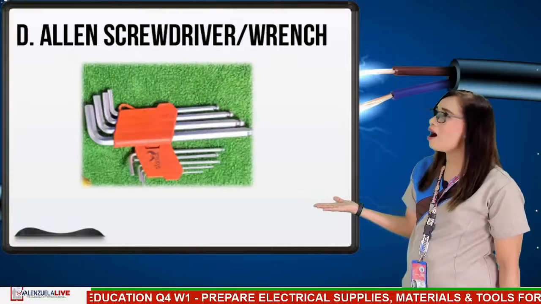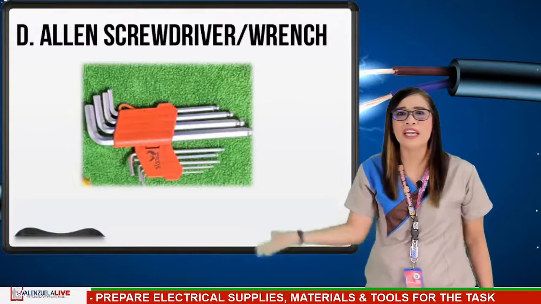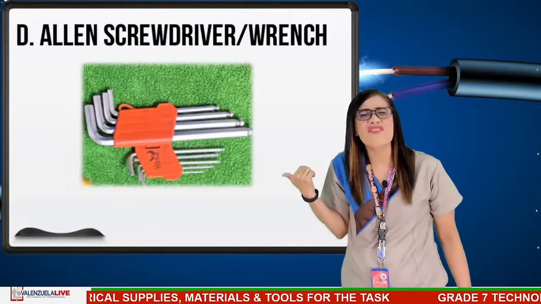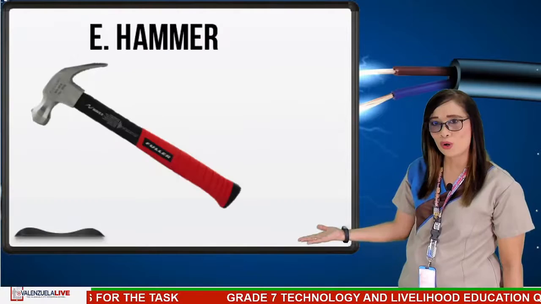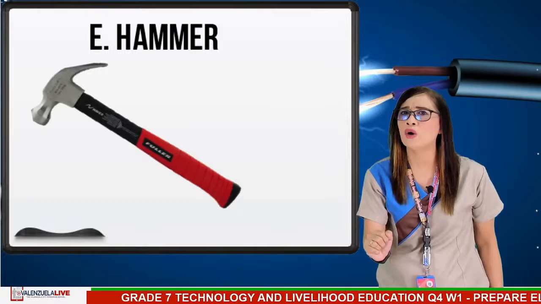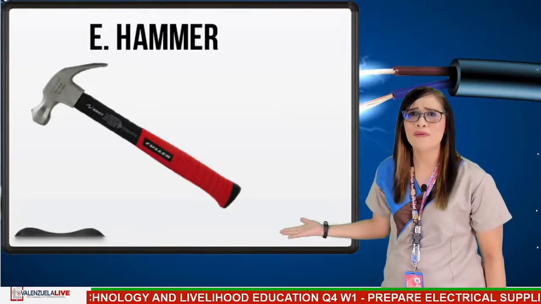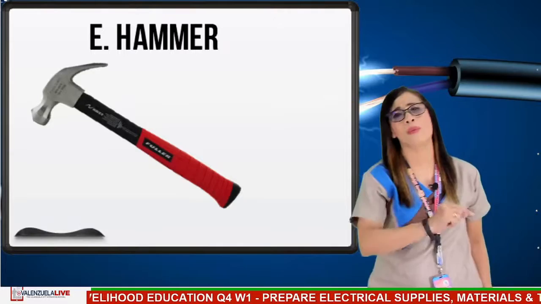Next, we have the Allen screwdriver or wrench. This could be in the shape of a screwdriver or wrench. Its function is to drive screws with hexagonal slot heads. Next, letter is hammer. These are the tools used in driving or pounding and pulling out nails. They are made of hard steel, wood, plastic, or rubber.